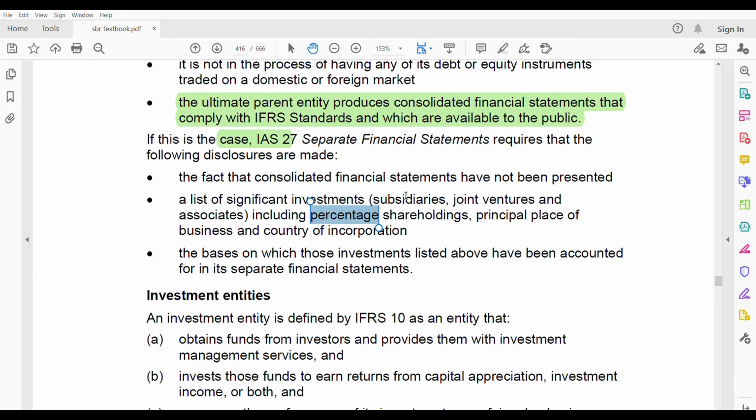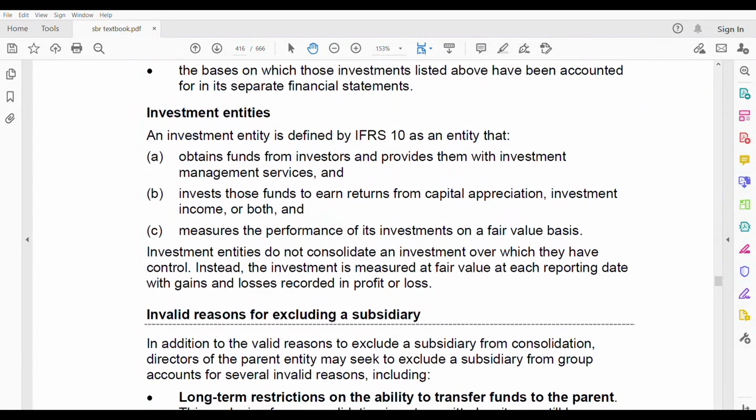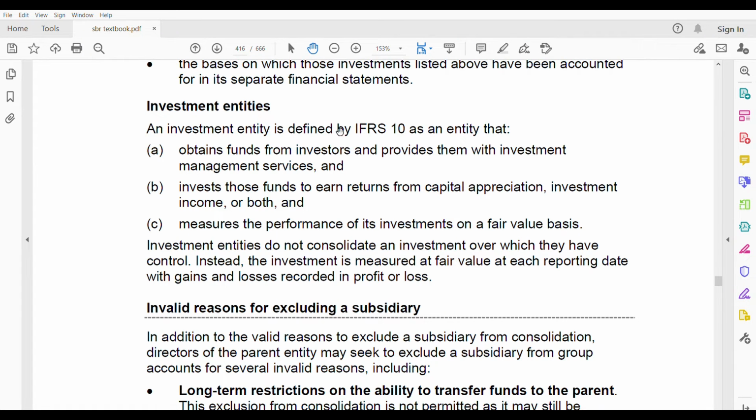Okay. Now let us go to the investment entities. An investment entity is defined by IFRS. What is an investment entity? These are the three definitions. They obtain funds from investors and provide them with investment management services. So the services are investment management services. Next, invest those funds to earn returns from capital appreciation, investment income, or both. Both means capital appreciation as well as investment income. That is known as an investment entity. Measure the performance of its investments on a fair value basis.